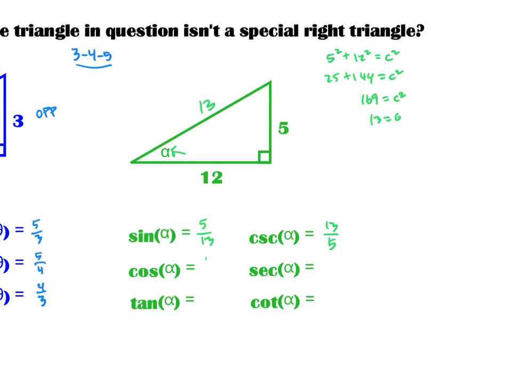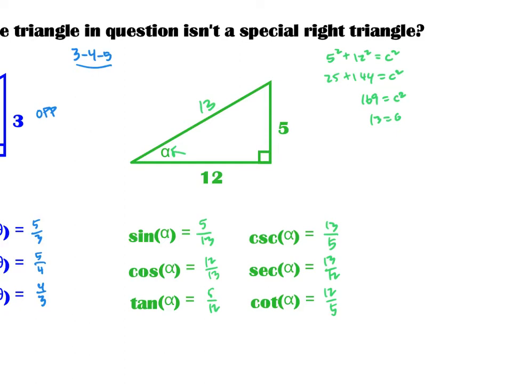The cosine of alpha is 12/13. So the secant is 13/12. The tangent of alpha is 5/12. So the cotangent of alpha is 12/5. Guys, that's how you use the Pythagorean theorem to help you find the 6 trig functions of a non-unit circle triangle.